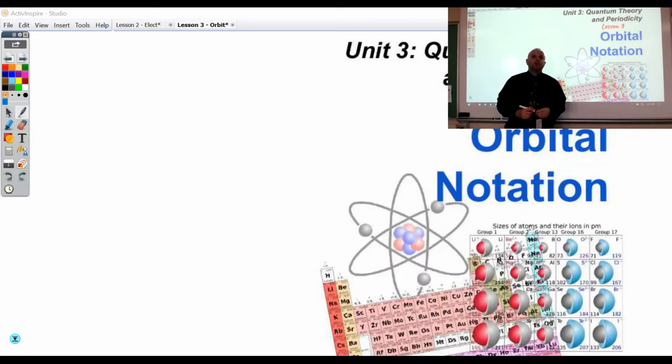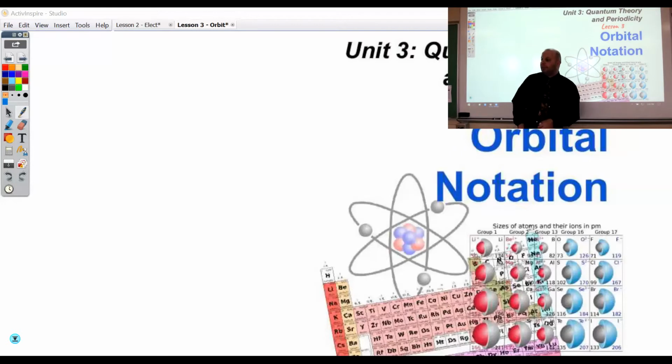Hello, today we're going to work on lesson 3, which is called orbital notation. Orbital notation actually builds on the foundation that we established with electron configuration. So I would like to begin today's lesson by sharing a few things about the electron configuration homework.